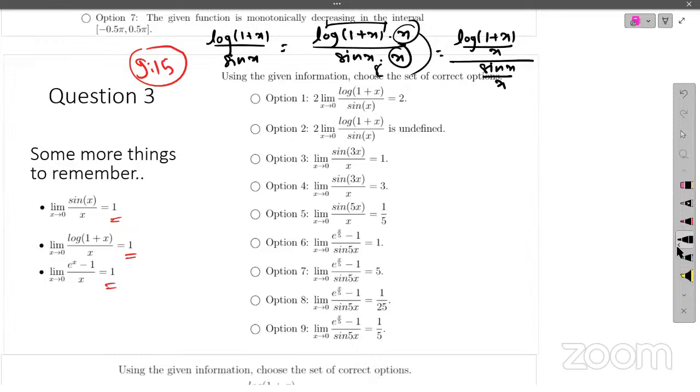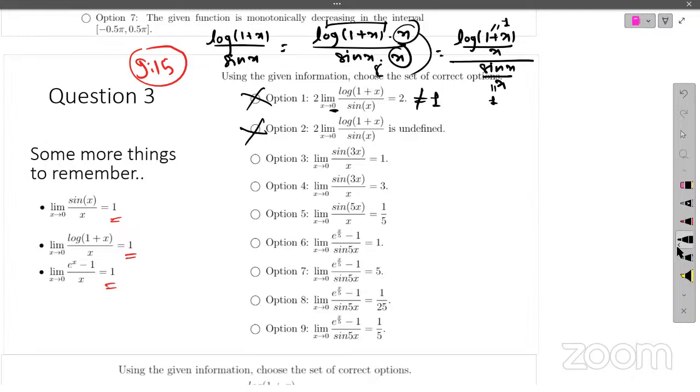Right, and here we can apply the limit. As x goes to 0, this limit will become 1. And here also as x goes to 0, this limit will become 1. So the answer will be 1 by 1, which is 1, which is not equal to 2. So that's why this option is not correct. Fine. The second option is also not correct, because we just calculated that the limit is equal to 1. So it's not an undefined limit. It is equal to 1.